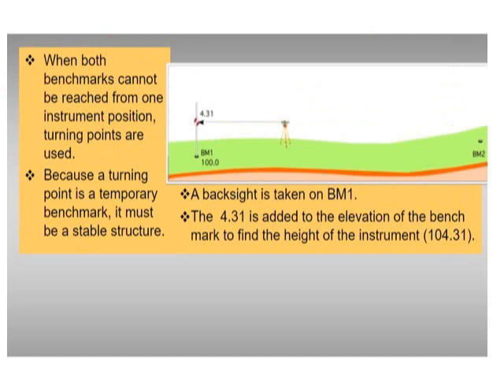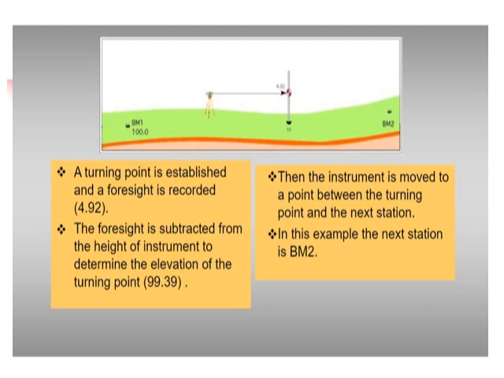When both benchmarks cannot be reached from one instrument position, turning points are used. Because a turning point is a temporary benchmark, it must be a stable structure. A backsight is taken on BM1. In this diagram, the 4.31 is added to the elevation of the benchmark to find the height of the instrument, which totals 104.31. A turning point is established and the foresight is recorded, 4.92. The foresight is subtracted from the height of instrument to determine the elevation of the turning point, which is 99.39.